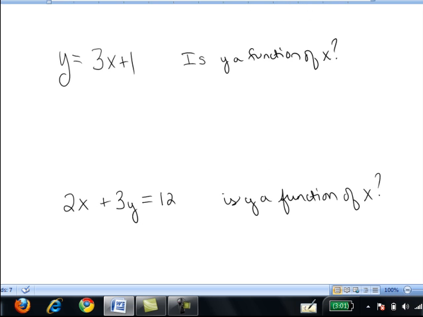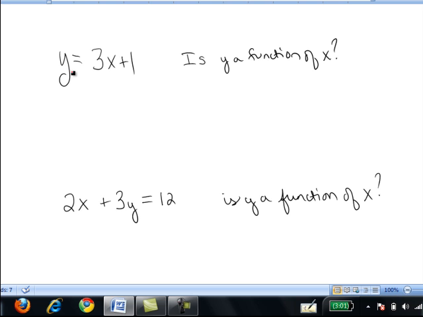The third thing we want to be able to do to identify if it is a function or not is be able to look at a formula and determine if y is a function of x. In a formula, if y is a function of x, then you can solve the equation uniquely for y.